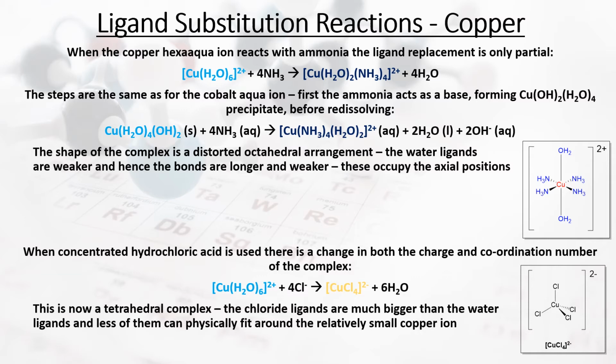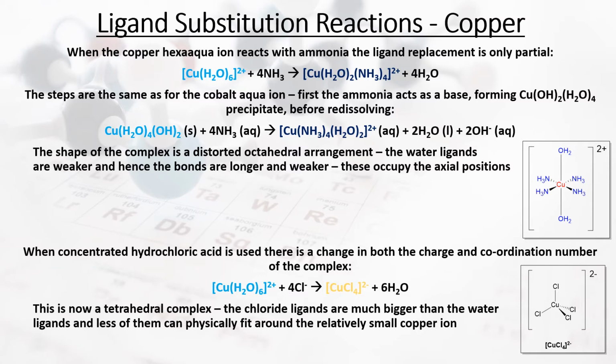Or essentially 2 of the water molecules and 2 of the hydroxides from that precipitate, or 4 of the water molecules from the hexaaqua ion. Now, as I said, there's no change in shape really, so this is still an octahedral complex, 6 coordinate bonds, but we now actually have a distorted octahedral arrangement rather than a perfect octahedral system.